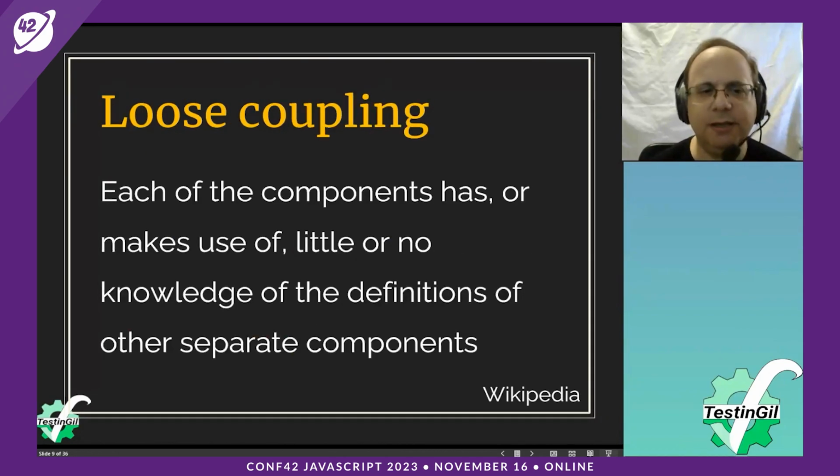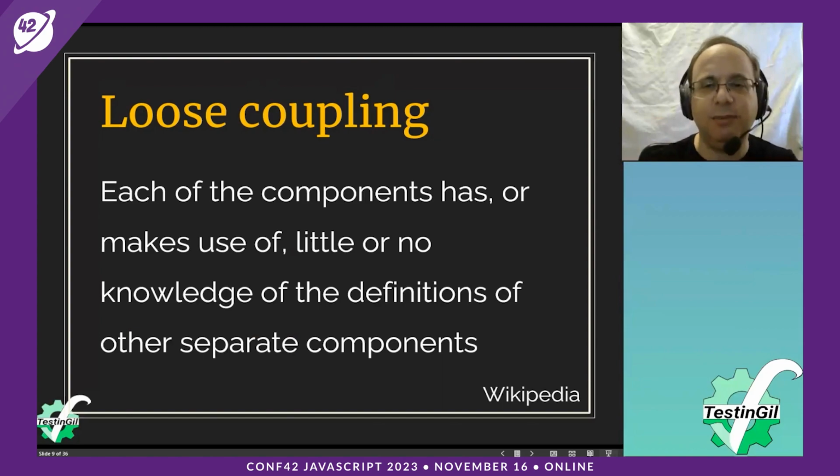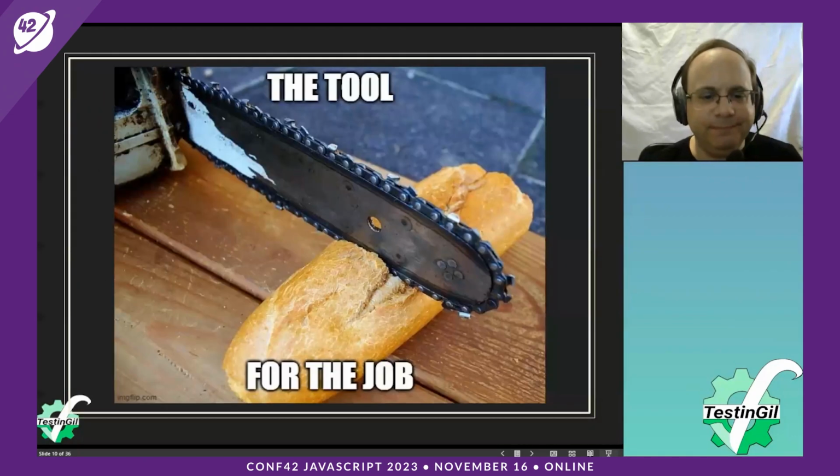Loose coupling means that each of the components has or makes use of little or no knowledge of the definition of other separate components. It's not the definition, it is the implementation. So the interface between things becomes a contract, but what happens on either side of this contract doesn't matter. If we keep it that way, we can change one of the sides without touching the other. That, like I said, is a good thing.